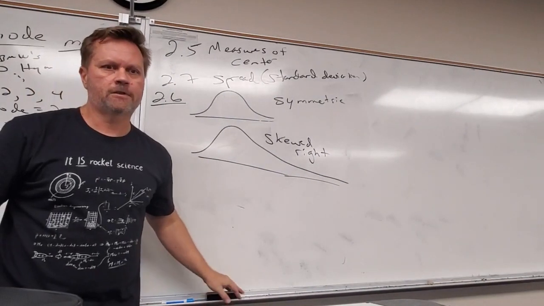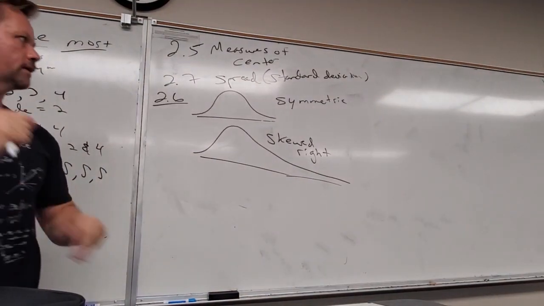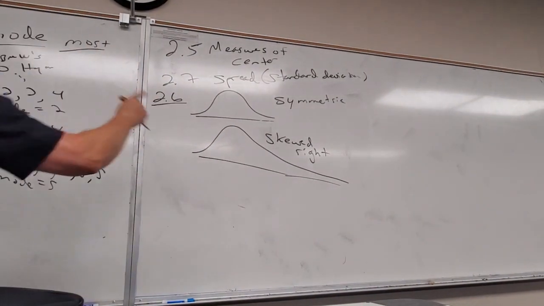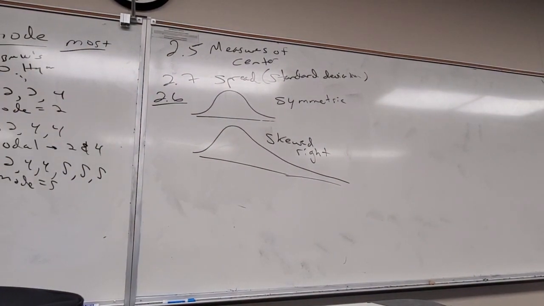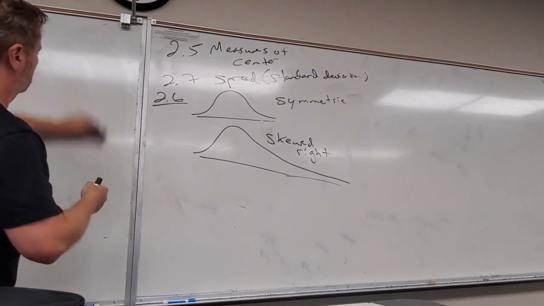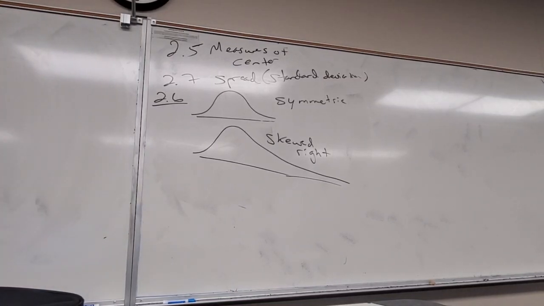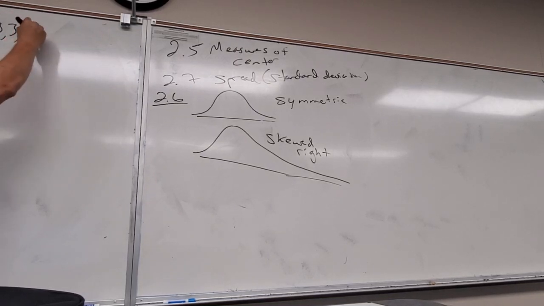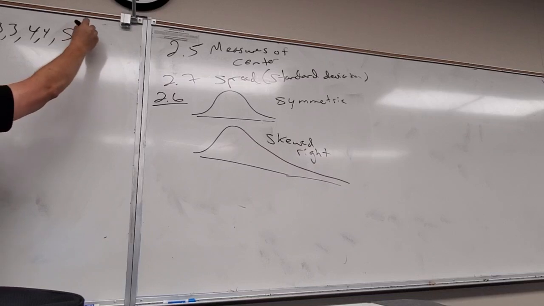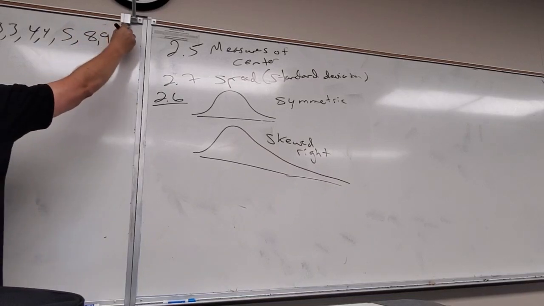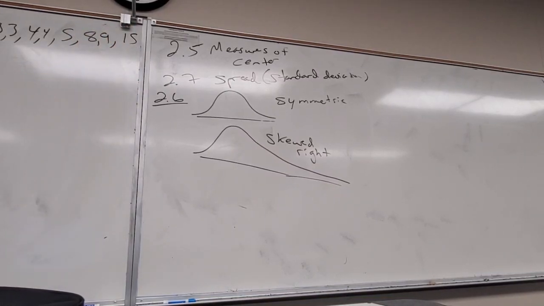Okay. 2-6 gets a little bit deeper into stuff. Let's do a specific computational example. We make up some data real quick. What if I had 1, 2, 2, 3, 3, 3, 3, 4, 4, 5, 8, 9, 15. So write that down real quick.